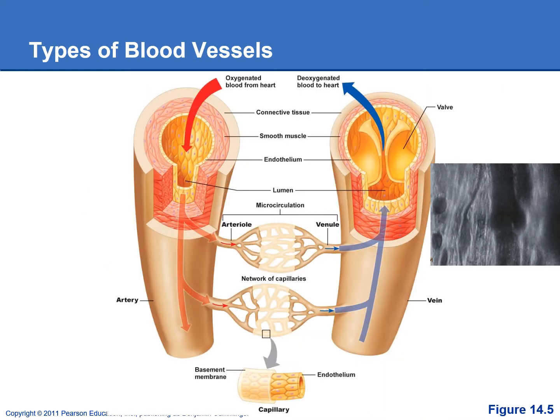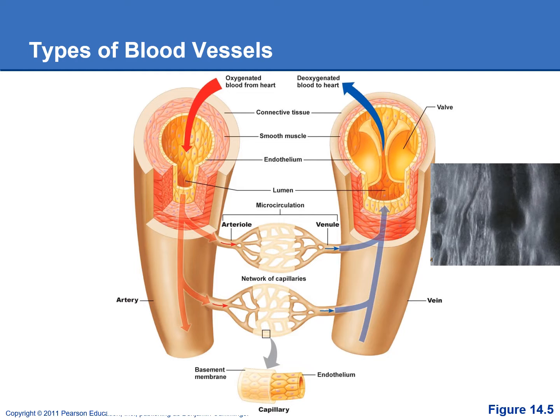Here's a picture of the three types of blood vessels. We have arteries on the left, and they're going to feed into the arterioles and then the capillaries, and then the capillaries will drain into the venules and then finally into the veins and back to the heart. So if you take a look at the difference between the arteries and the veins, you'll notice two things that really stand out. So one is the thickness of the walls. So notice that the arterial walls are very thick and the walls of the veins are much thinner.